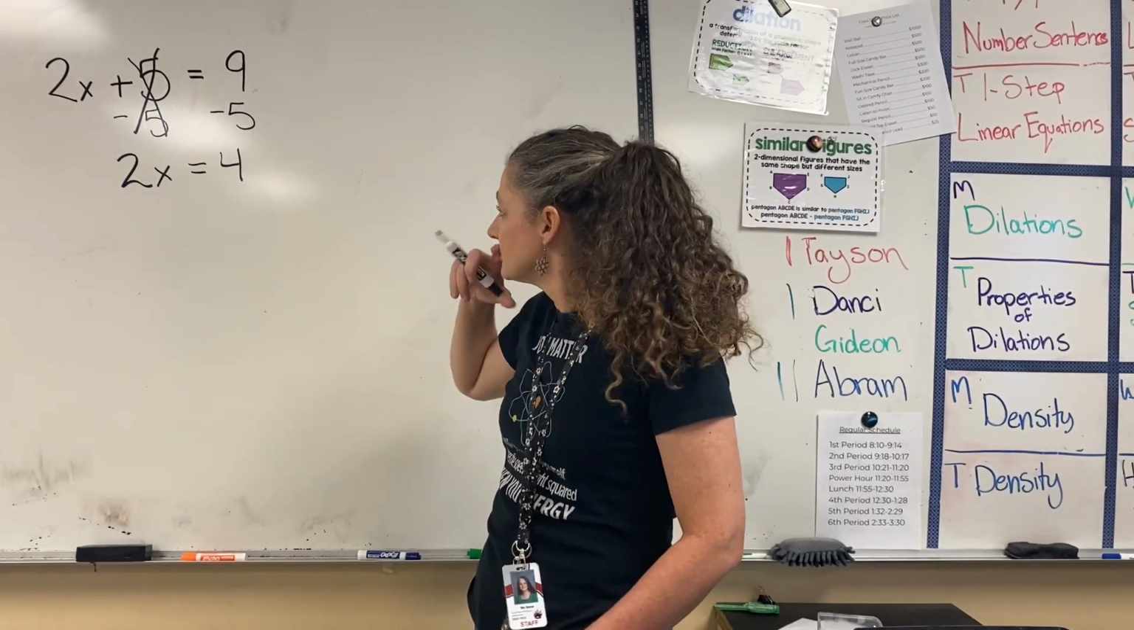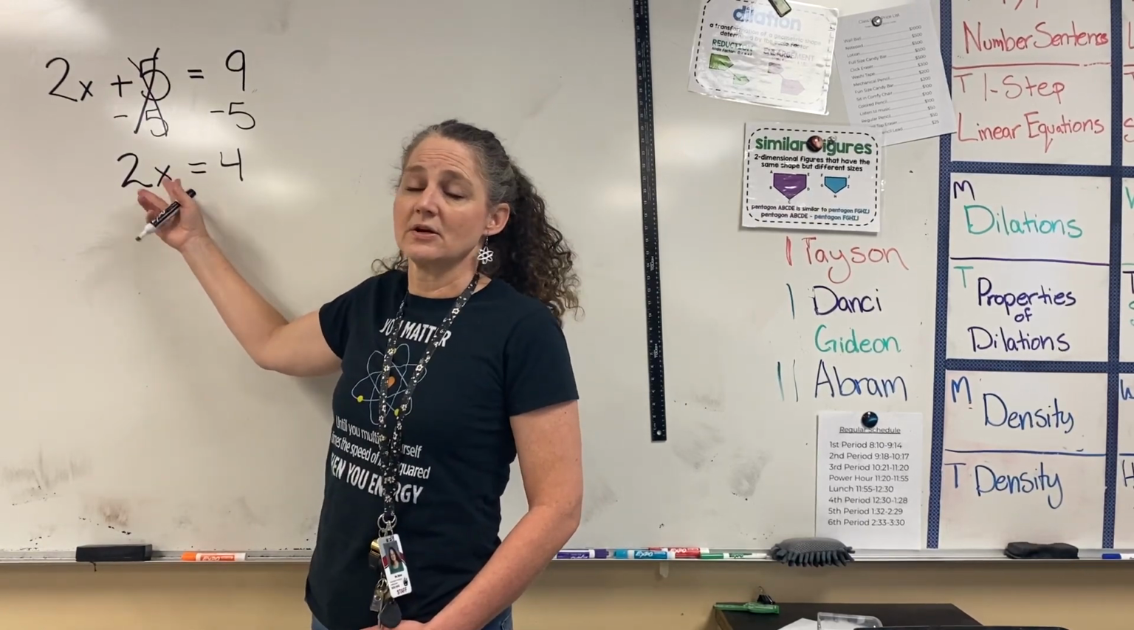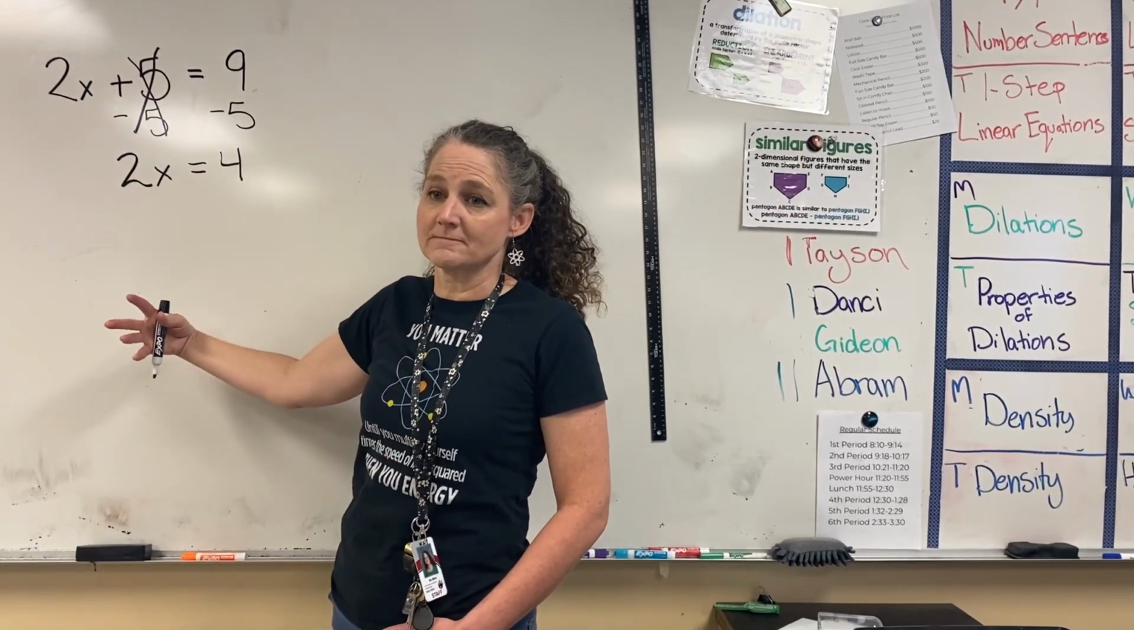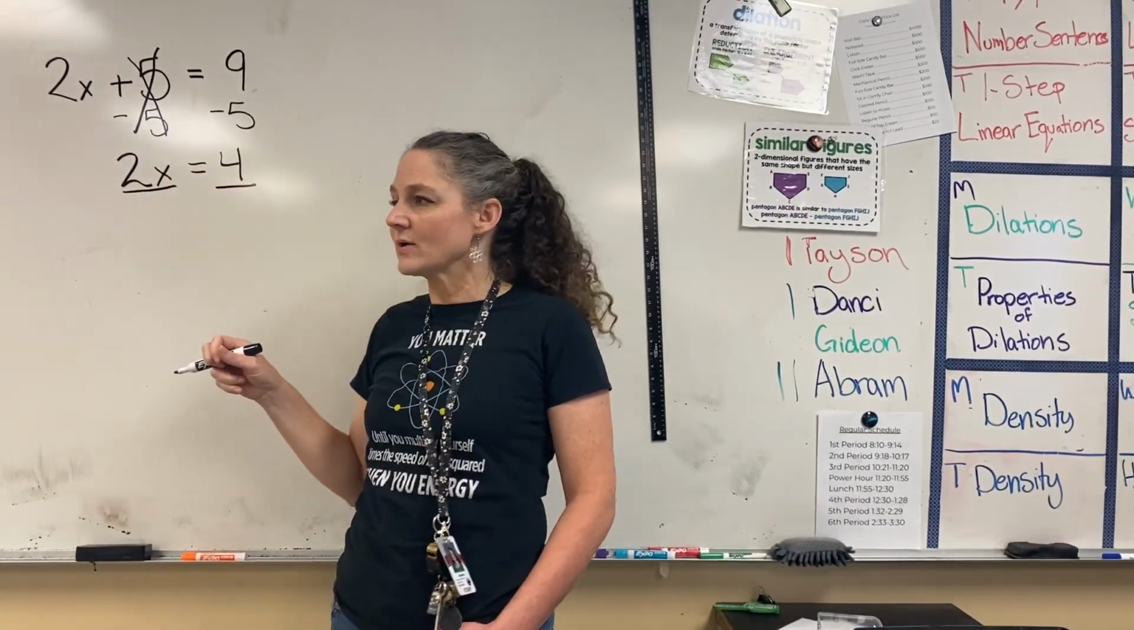Okay. What is being done to this x? How do I undo multiplication? Divide by, what do I divide by? 2 or 4? 2. Why do I divide by 2?